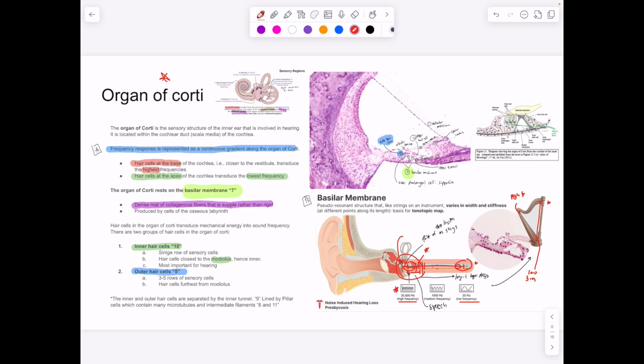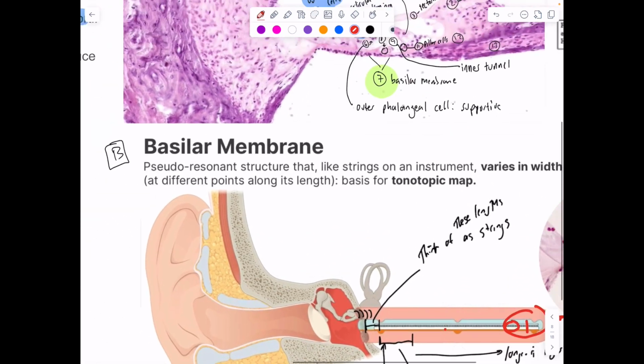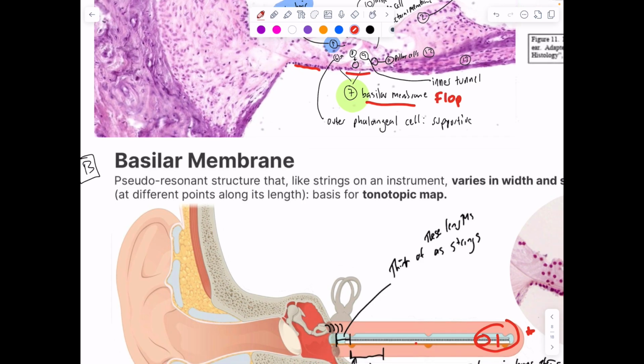But then how does sound actually get transmitted? Like what's the movement of things? We'll talk about that a little bit more, but basically as sound comes in, you have this basilar membrane right here, and the basilar membrane is floppy, okay?